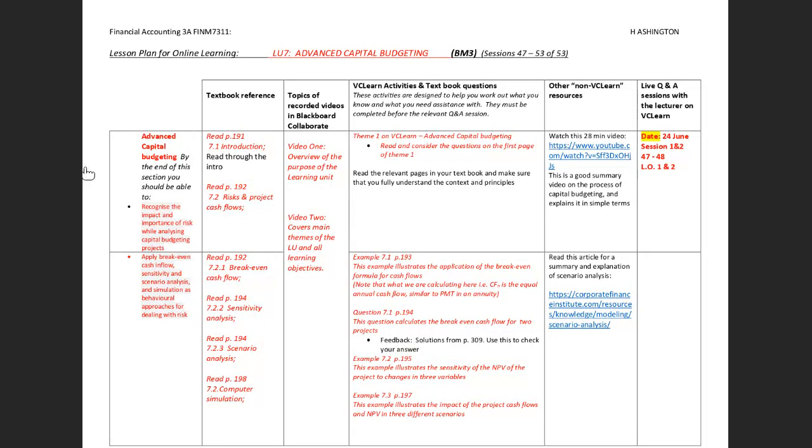Okay, so these lesson plans, as I'm sure you remember from last year, the way they were constructed was that down the left-hand side here, you've got the learning objective. And then in the column next to that, it tells you where in the textbook you will find the material related to that learning objective, and which examples and questions are the ones that you need to go through to learn how to apply that learning objective.